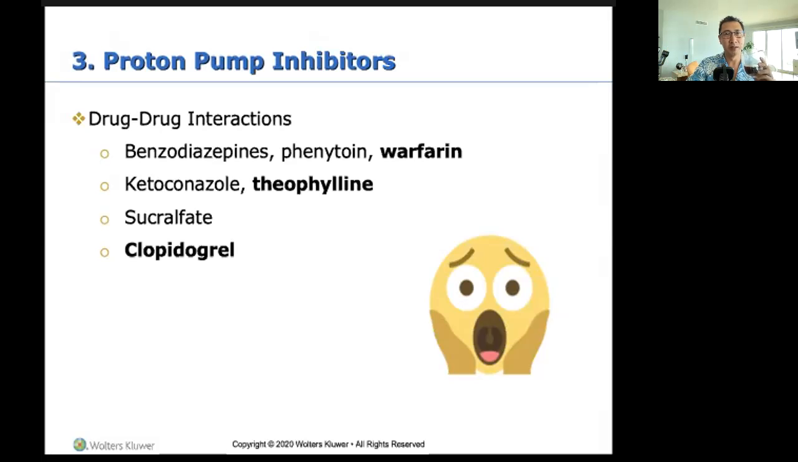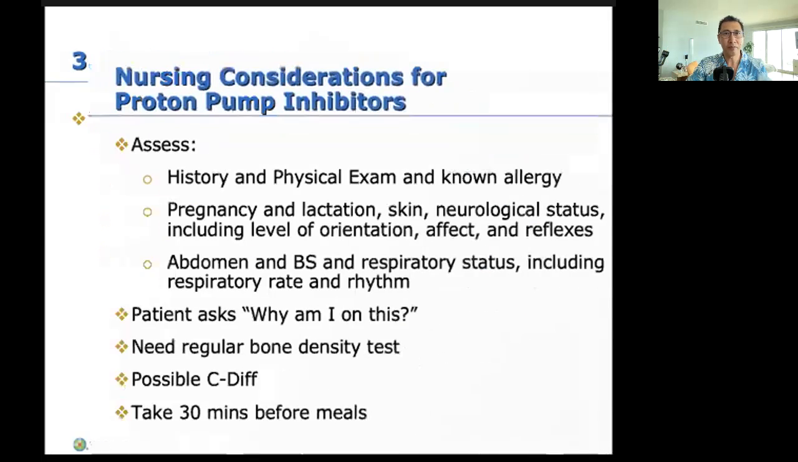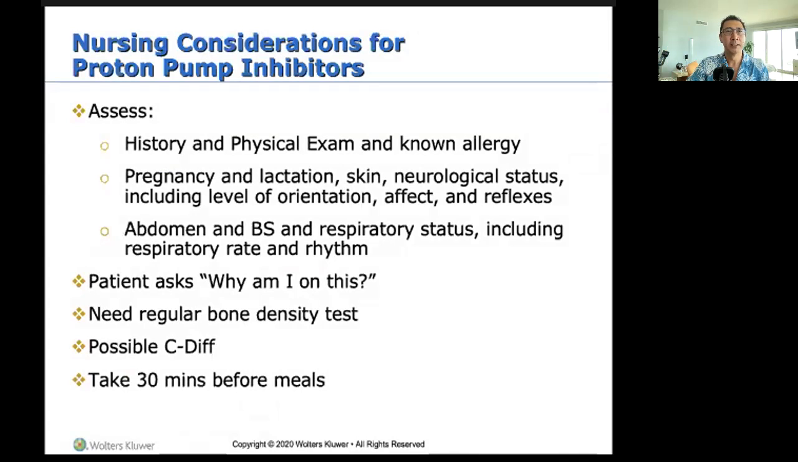And Plavix, same as Coumadin. What do you need to know? The first few lines are generic, just like with any other medications. The patient's going to ask you, why am I on this? I don't take this at home. So you should be able to tell them why they are taking this PPI. And when you are explaining this to the patient, explain it at a second grade level because they're not going to know. They don't understand our lingo, and they're going to get more confused if you use it.